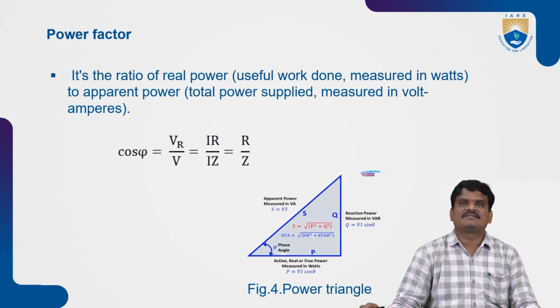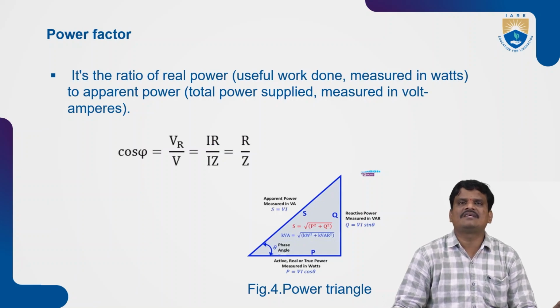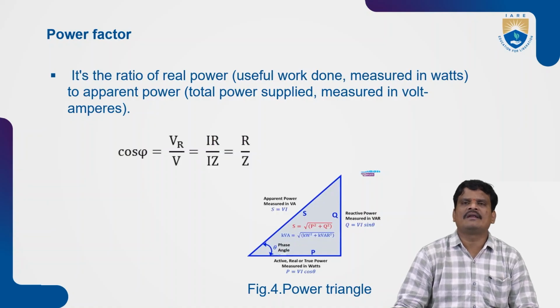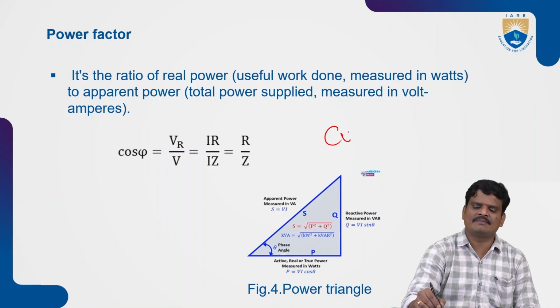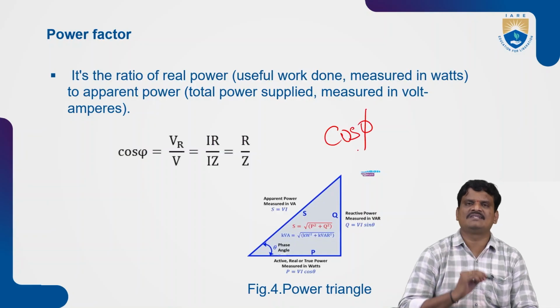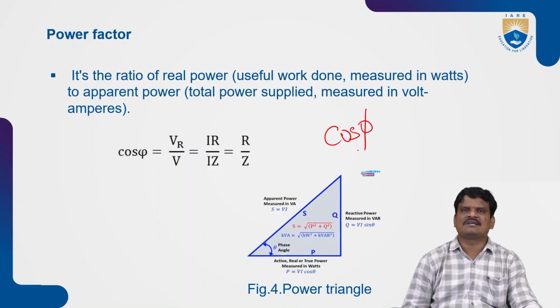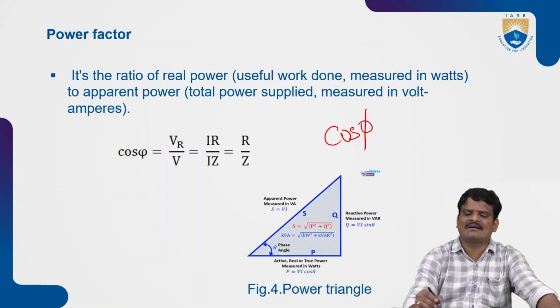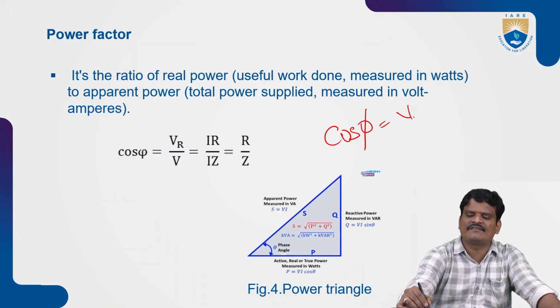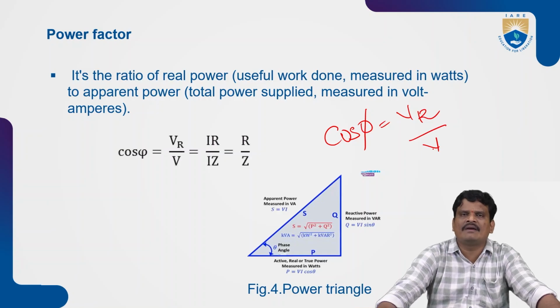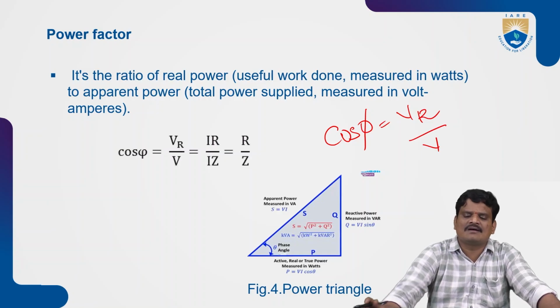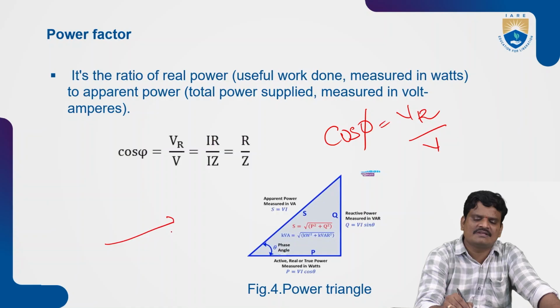Now coming to the next definition, that is power factor. In general, the power factor is taken as the ratio of real power to the apparent power, and it is generally represented by the term cos phi. By applying cos phi to a phasor diagram, cos phi is nothing but what? Opposite side by hypotenuse.